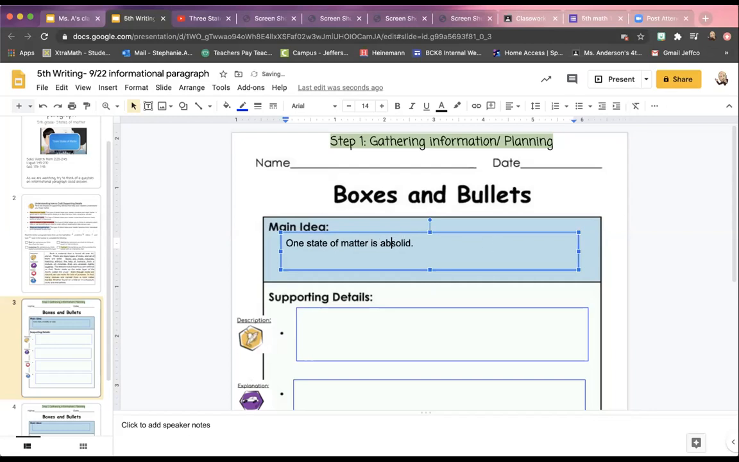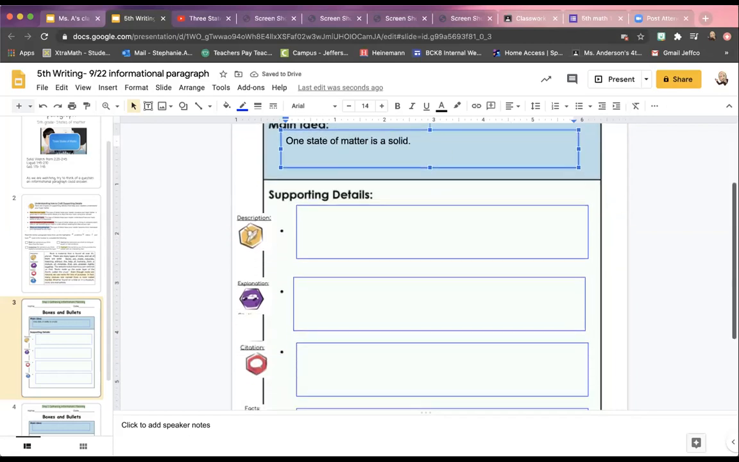I can't really go too much further there because I have to go and add these in my details. Some of us, our main idea was really long. Well, one state of matter is a solid. Great. Okay, I'm just going to actually do this. So now I need to go find some details. I need a description. I need to describe a solid.